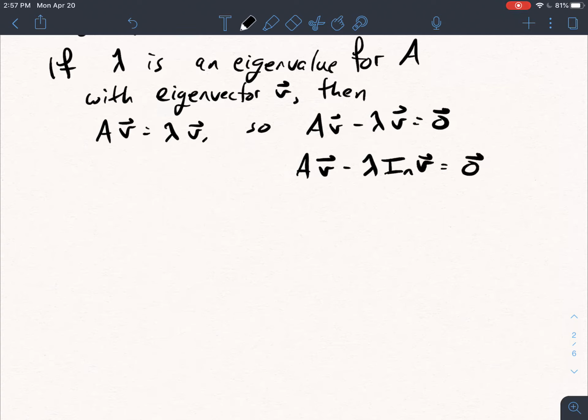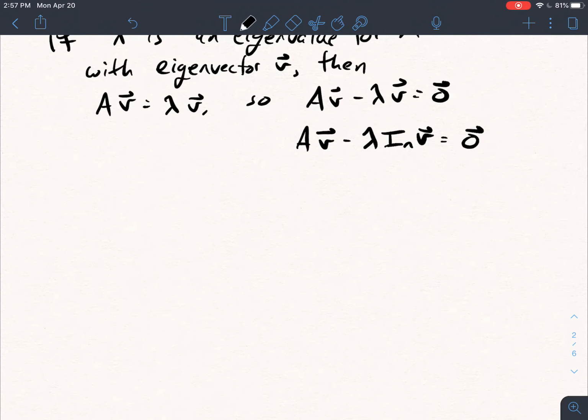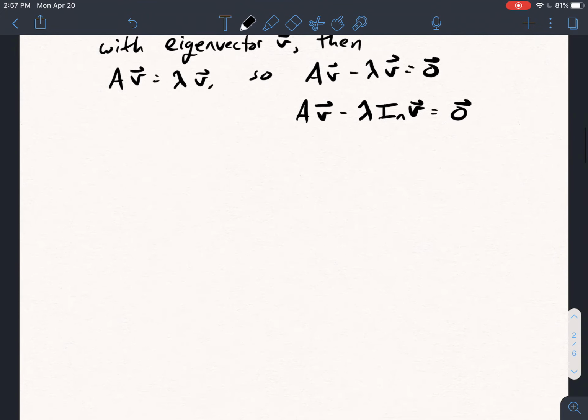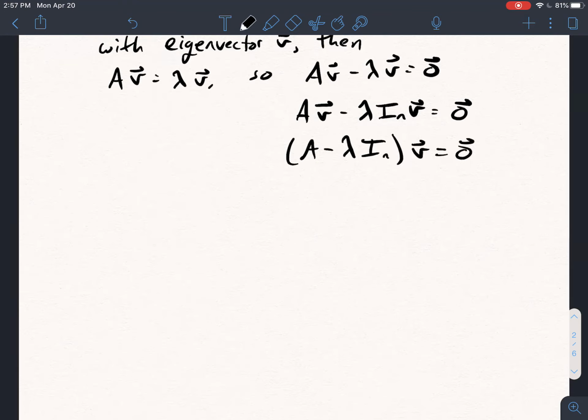So I have AV minus lambda V is equal to lambda times the identity matrix times V. And now A and the identity matrix have the same size, as does lambda times the identity matrix. So now I can factor and have A minus lambda times the identity matrix times V on the left side. So I have (A minus lambda I) times V is equal to 0.